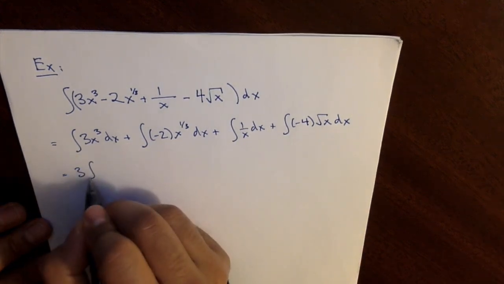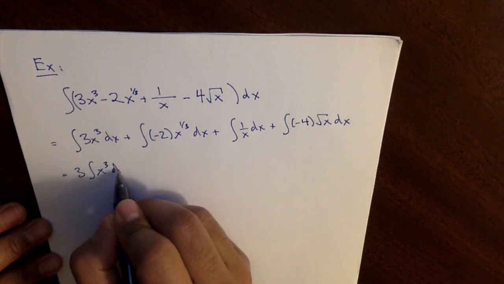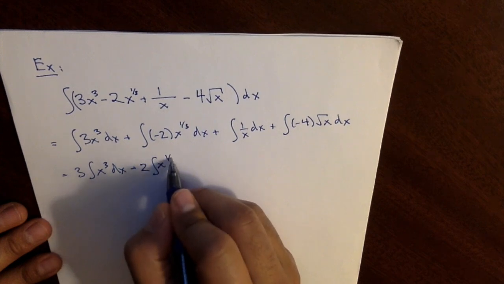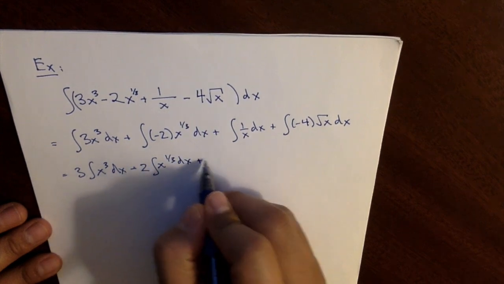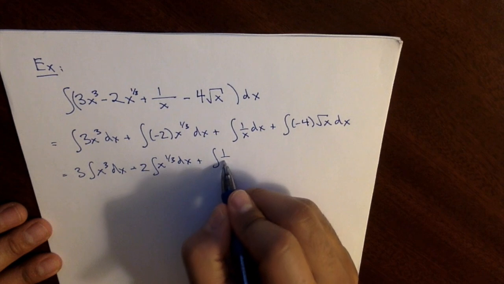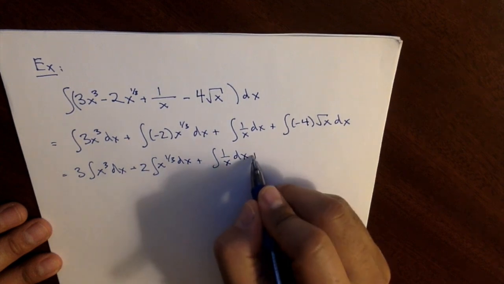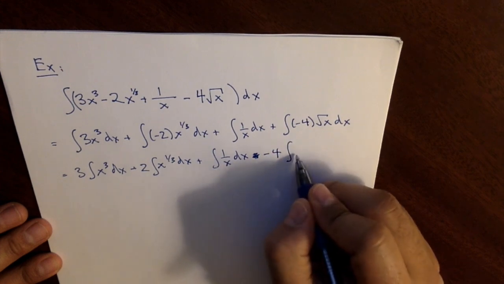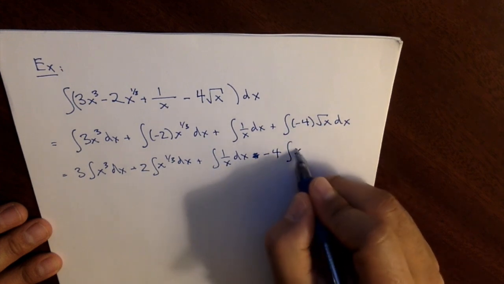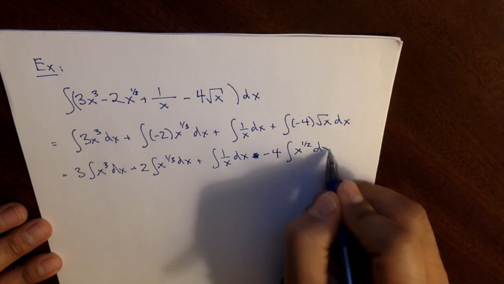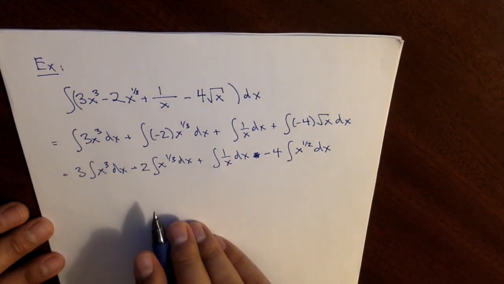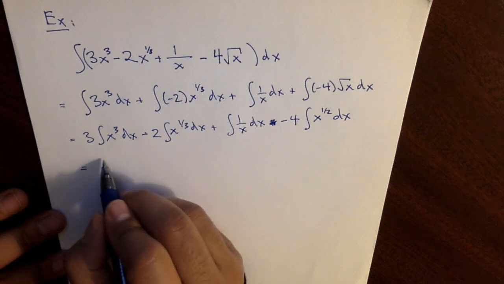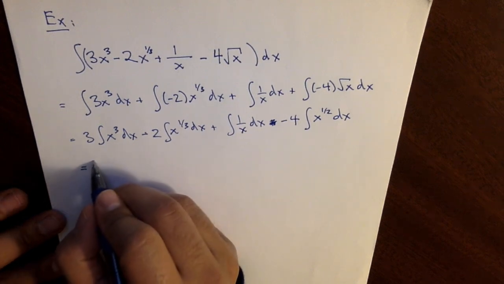So this is 3 antiderivative of x cubed dx minus 2 antiderivative of x to the 1/3 dx plus antiderivative of 1 over x dx plus, well, let me just say minus 4 antiderivative of, now the square root of x I'm going to write as x to the 1/2 because we want to use the anti-power rule, and that's going to be a good way to think about that.